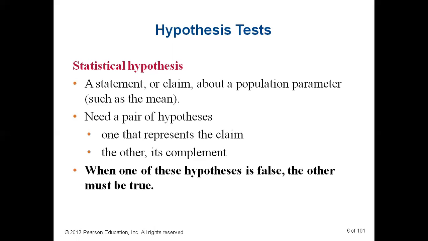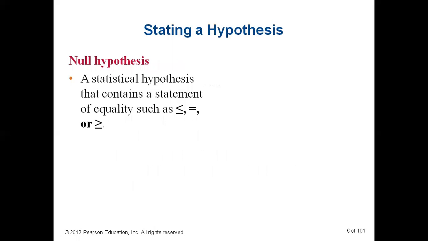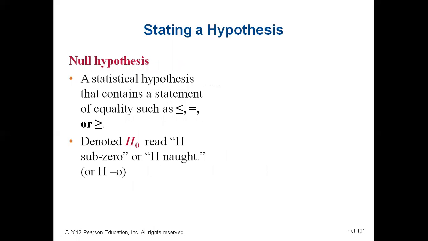Either H0 will be true or HA will be true. Null hypothesis: a null hypothesis is a statistical hypothesis that contains a statement of equality, such as less than or equal to or greater than or equal to. So you should always remember, if you are assigning any value to the null hypothesis, it should always contain a statement of equality.